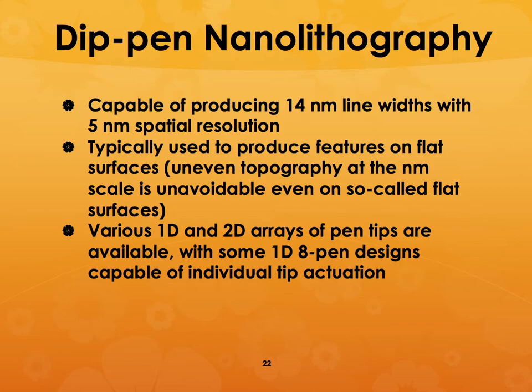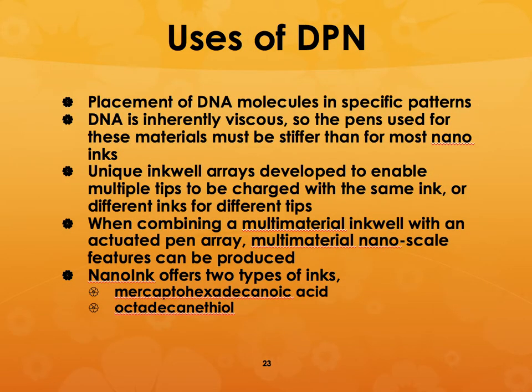In this case, you have some one-dimensional 8-pen designs. They may do all that in the same line deposition scheme, or they may change that so only some of those pens will be depositing and writing rather than all of them at the same time. So this is the dip pen nanolithography.